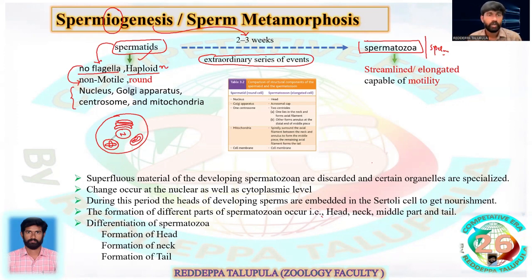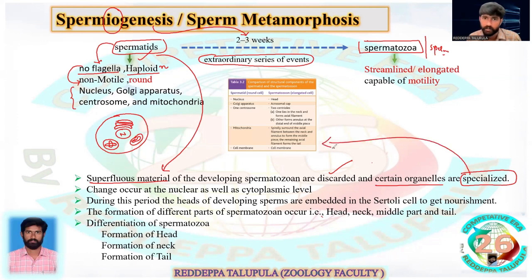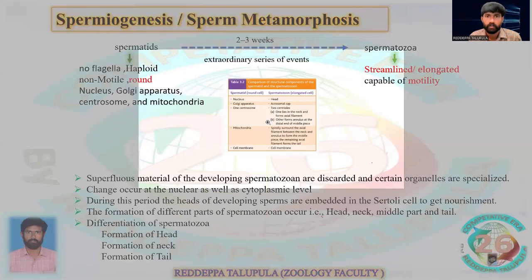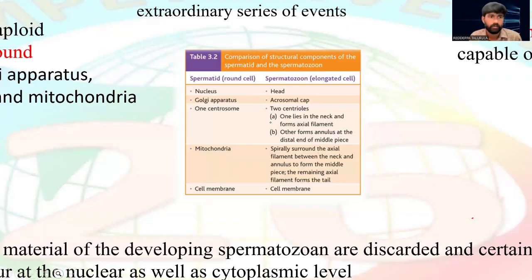Now, what will happen in spermiogenesis? See, superfluous material that is present in these spermatids will be discarded, and certain organelles, that means not all organelles, certain organelles become specialized. Okay. What is that specialization? Let us see the specialization. See, spermatid, if you talk about the shape, is round. This is the sperm, it is an elongated cell.